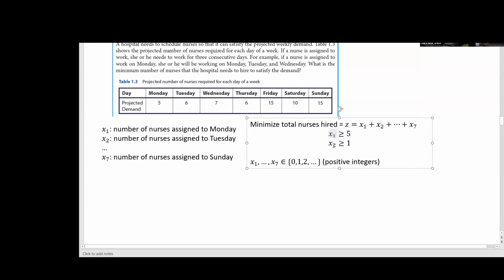Who is working on Monday? People who were hired to start on Monday, but also people who were hired to start on Saturday and Sunday. All of those people will be there on Monday. Does it make sense? So I can say X6 Saturday plus X7 Sunday plus people who were hired for Monday, the sum of those should be greater than or equal to 5. Same thing for Tuesday. This is for Monday.